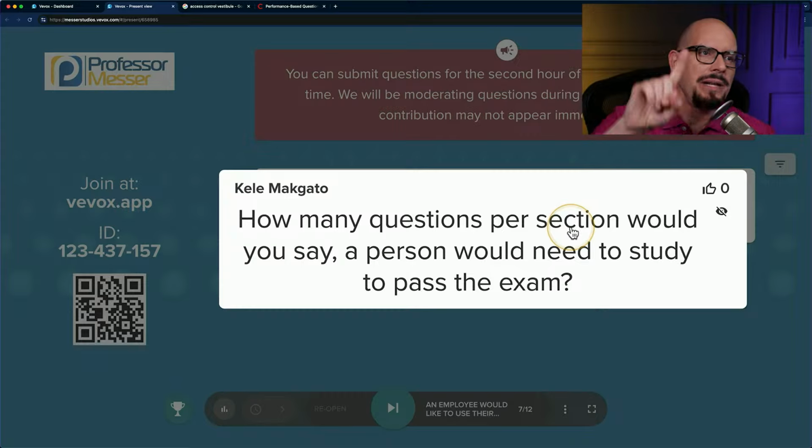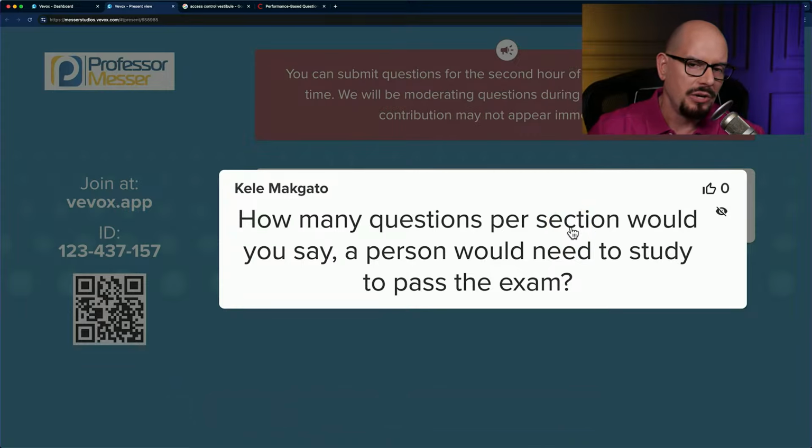Let's see if we can fit one more in real quick. Got a lot here to work through. Along these lines, we'll take this as a follow-up to the question we asked earlier from Anonymous. This is from Keeley, who asks, so how many questions per section would you say a person would need to study to pass the exam?